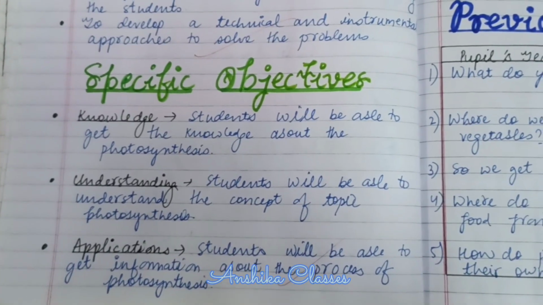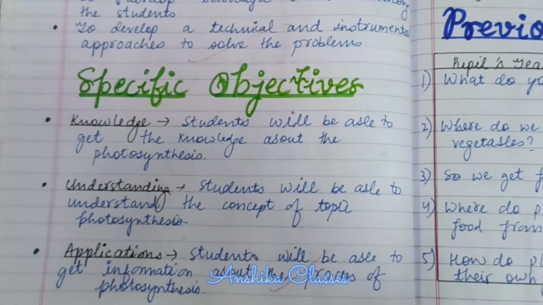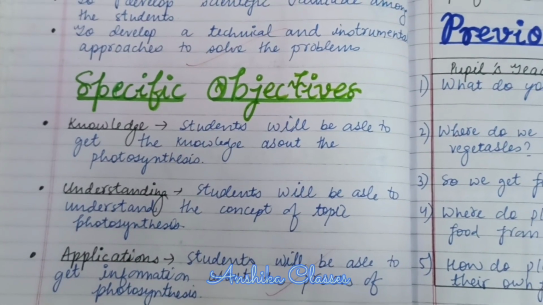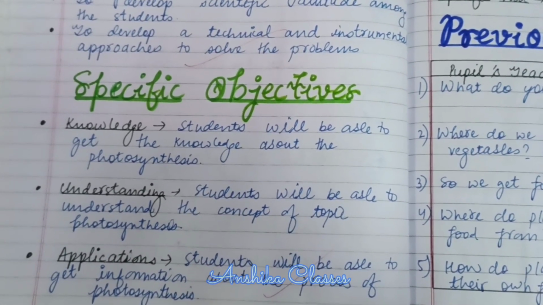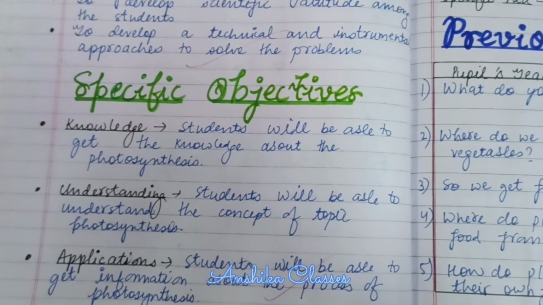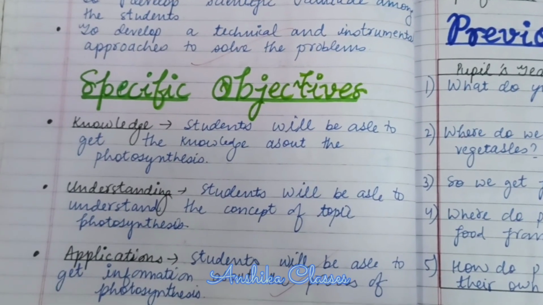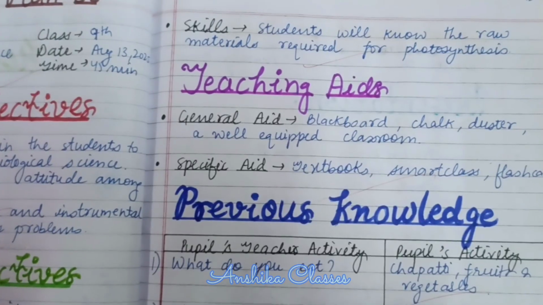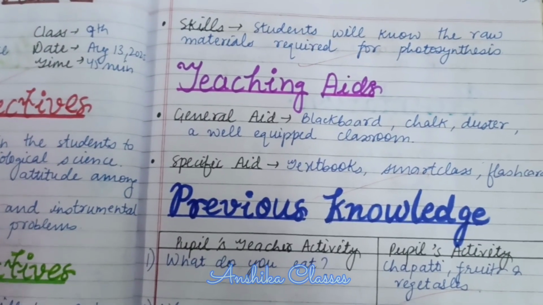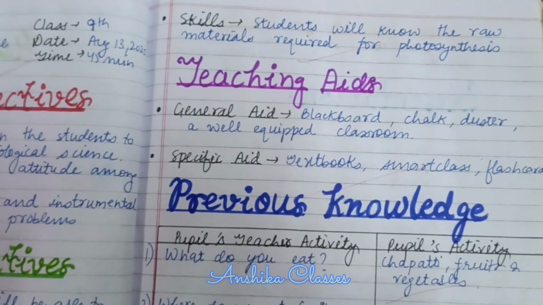Specific objectives are knowledge: the student will be able to get knowledge about the process of photosynthesis. Understanding: the student will be able to understand the topic photosynthesis. Application: the students will be able to get information about the process of photosynthesis. Skills: the students will know the raw materials used for photosynthesis.